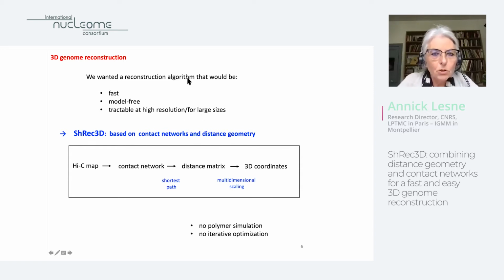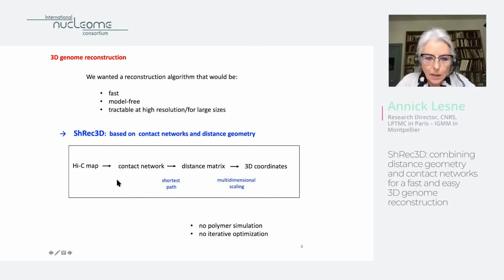We also wanted an algorithm that would be tractable for large genome sequences, large genome segments, for instance whole chromosomes. And we devised an algorithm that I will detail in the following slides, based on the notion of contact networks and on the mathematical domain termed distance geometry.